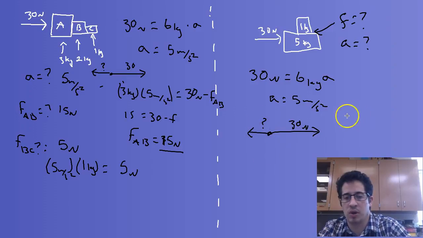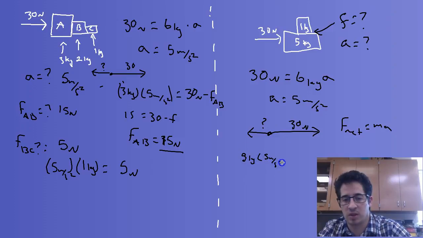Okay, so what we can do is we can say again, F net equals m times a. So the mass of block A is 5 kilograms times the acceleration of 5 meters per second squared. It's going to be equal to the 30 newtons minus that missing force of friction. That will give us 25 newtons equals 30 newtons minus this unknown force, so the unknown force turns out to be 5 newtons.